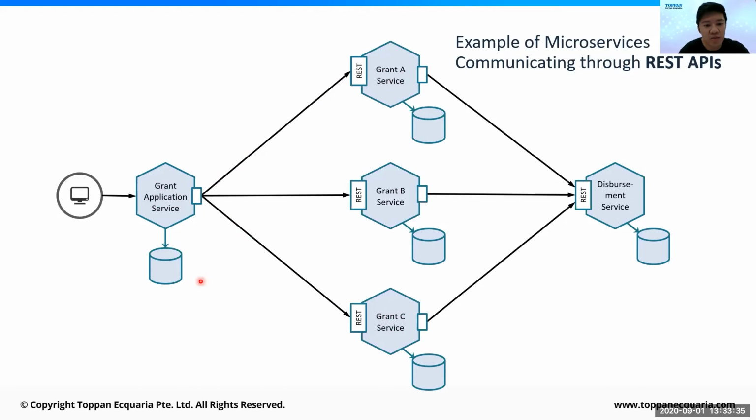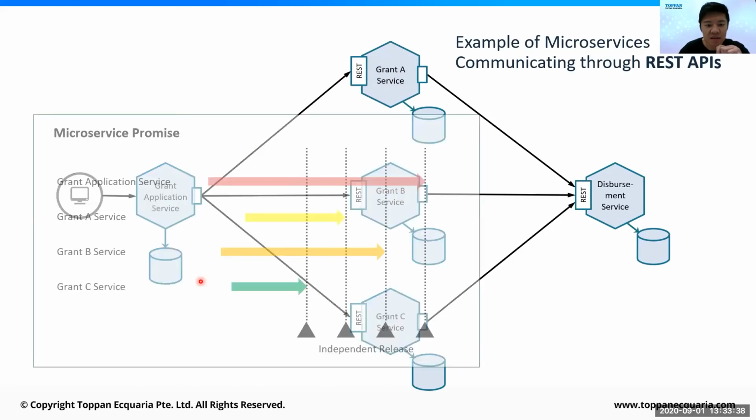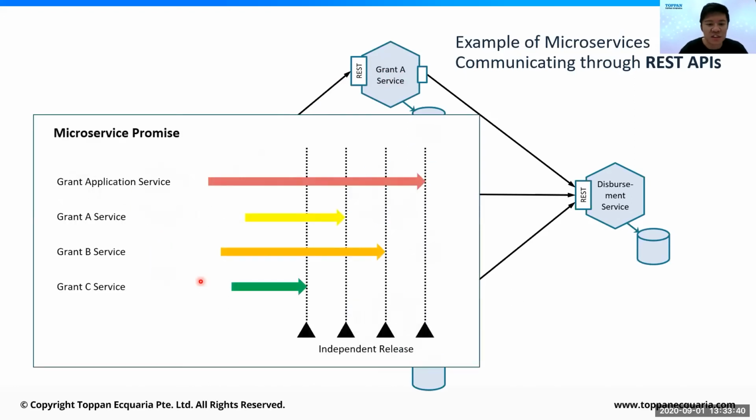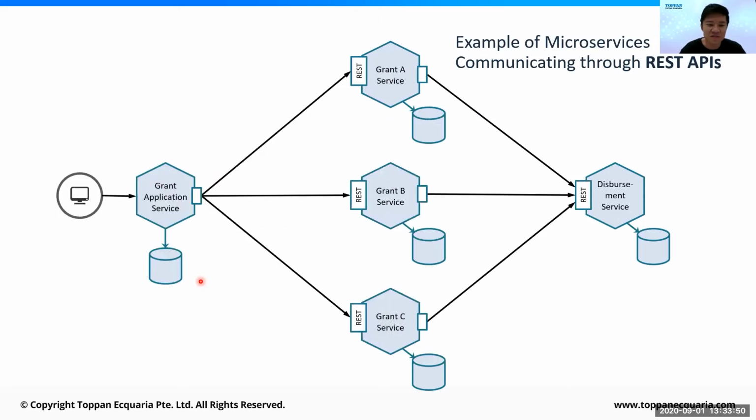The next challenge that I'm going to share with you is this. When you read about microservices, they give you this promise: independent services can release whenever they want, they are fast, they can break things. However, what happens in the real world? Let's say the team handling grant C service has provided some enhancement to their service, and they want to do a deployment today.